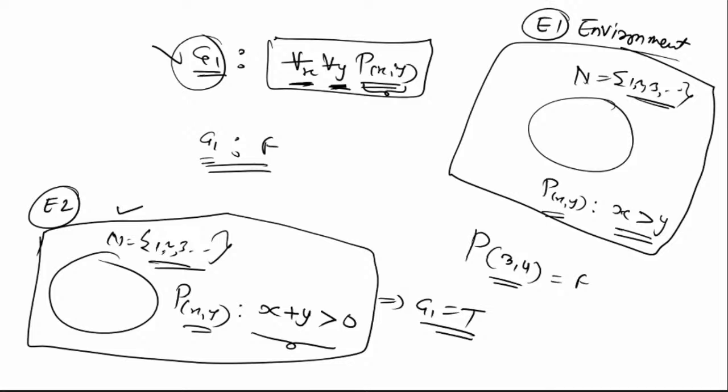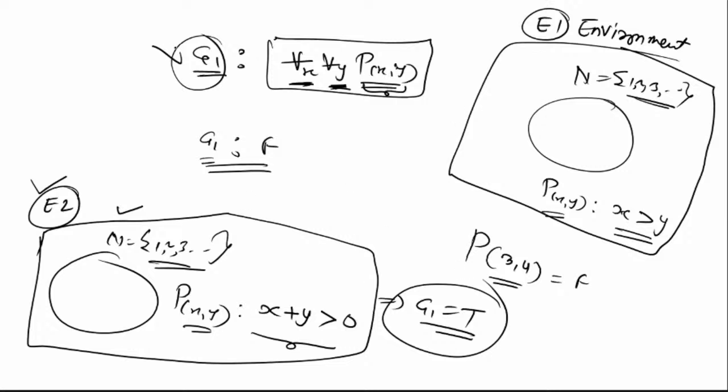So in this environment, this P(x,y) is true for all x comma y, whatever you take. If you take 1 comma 1, then 1 plus 1 is greater than 0. If you take 3 comma 4, 3 plus 4 is greater than 0. So hence we can say that in this environment E2, the truth value of G1 is true. Now, what can you say from this observation?